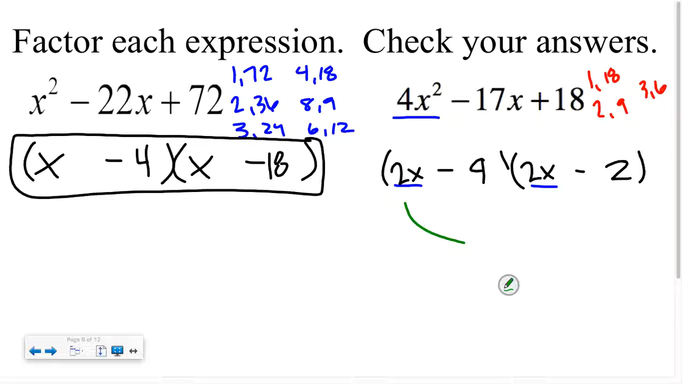So my outsides, 2x and negative 2, negative 4x. Insides, negative 9 and 2x make negative 18x. Does that get me to 17? I've gone past it. Nothing else multiplies to 18 that's a whole number.